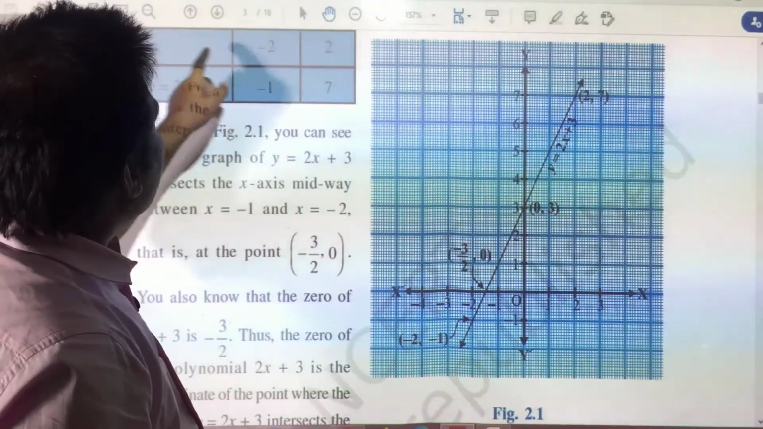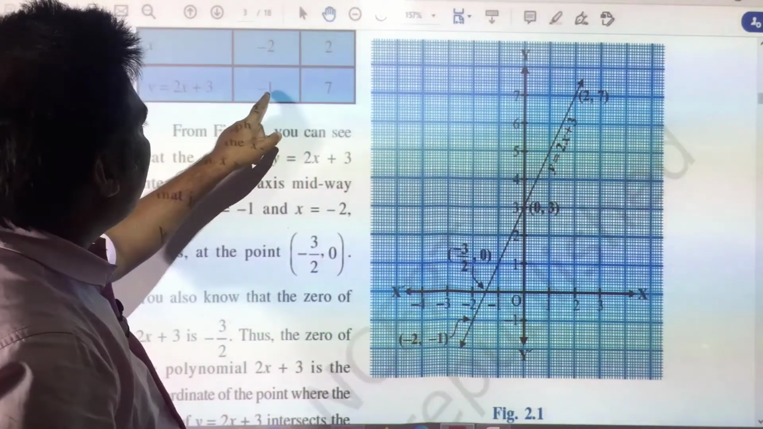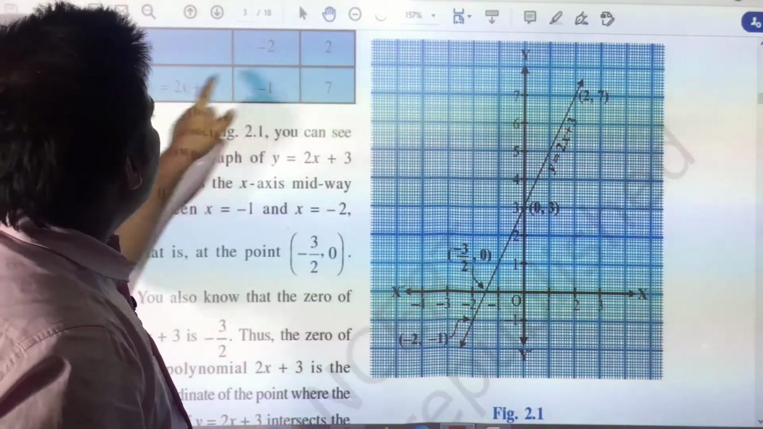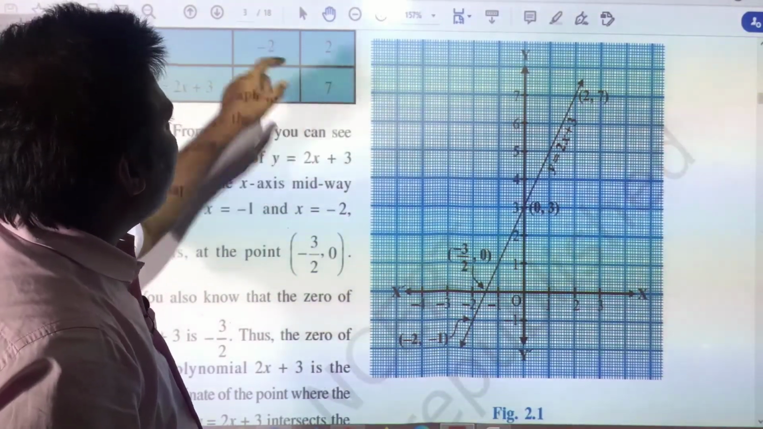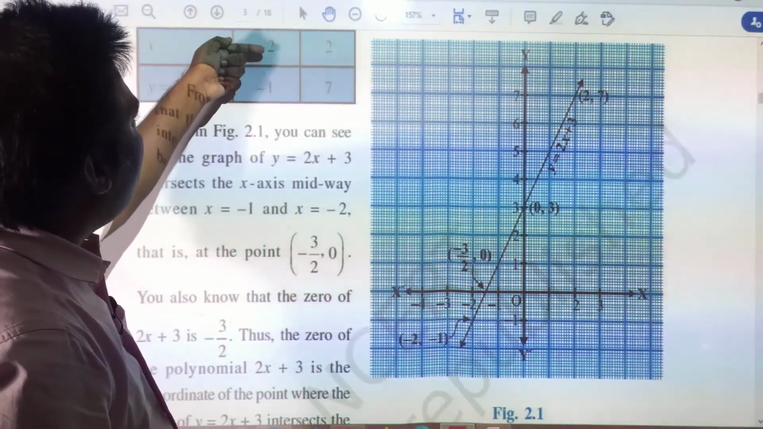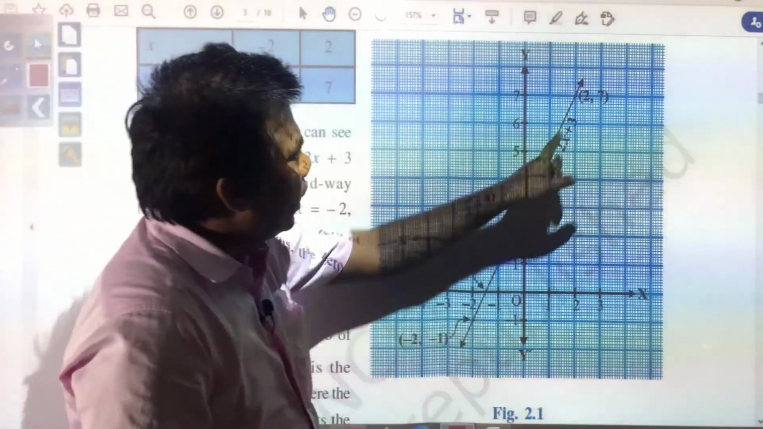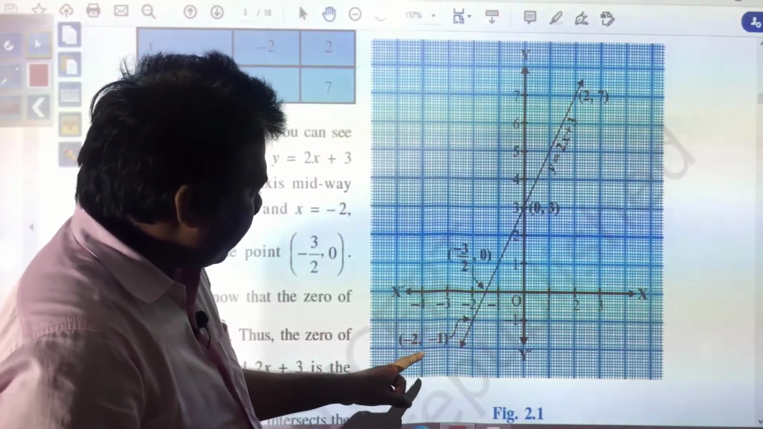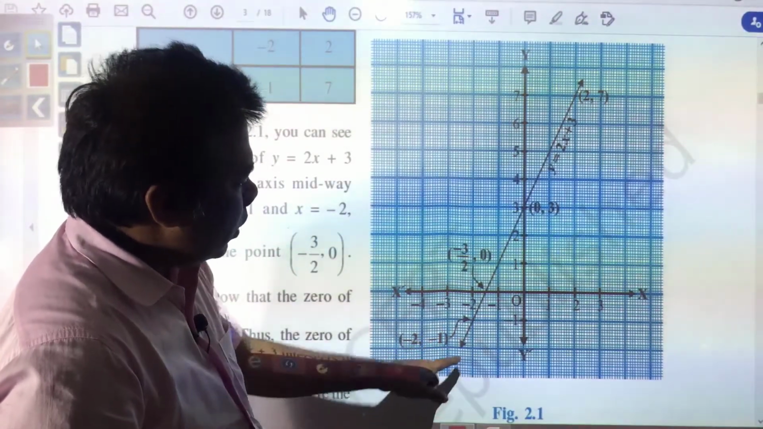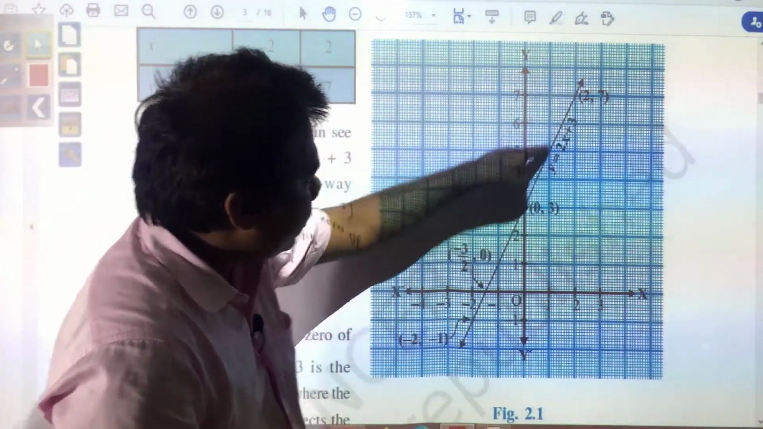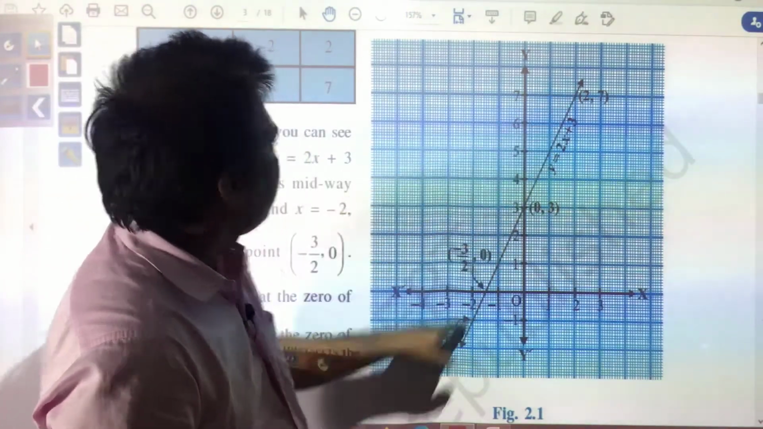If x is equal to -2, you have y equal to -1; if x is equal to 2, then y you have 7. So your coordinates are (-2, -1) and (2, 7). Here you see 2 and 7, and -2 and -1. So, a straight line you have got. This is your straight line.